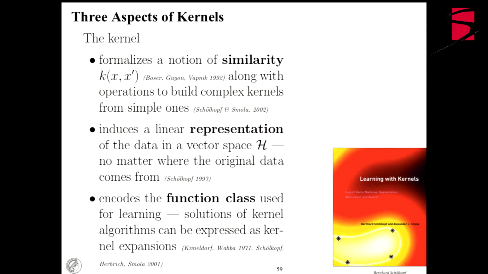In all applications of machine learning, certain issues need to be addressed one way or another, and kernels provide a nice unified framework for this. Three such general problems are: we need a notion of similarity, and the kernel can be thought of as such a notion of similarity. The kernel also induces a representation of the data, and in this case, it's a very nice representation. It's a linear representation in a dot product space, even if the original data were not vectorial to begin with. And the kernel also encodes the function class used for learning. So if we take a smooth kernel, then the functions that we can construct using learning algorithms with this kernel are also smooth.